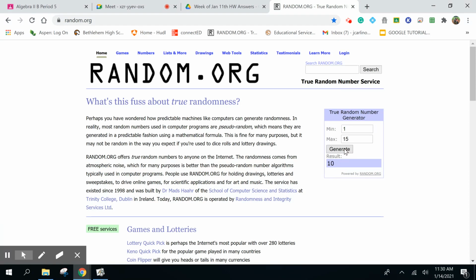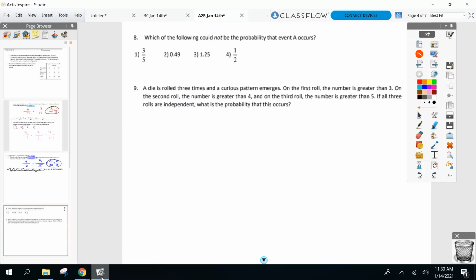There we go. Caroline? Right. Okay, just explain to your classmates why it can't be 1.25. Probability can't be greater than 1. Good job. Probability cannot be greater than 1.